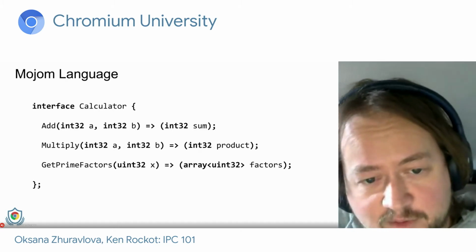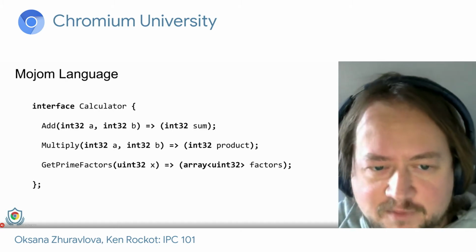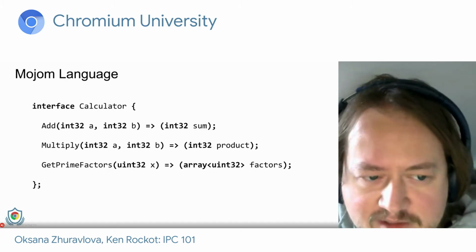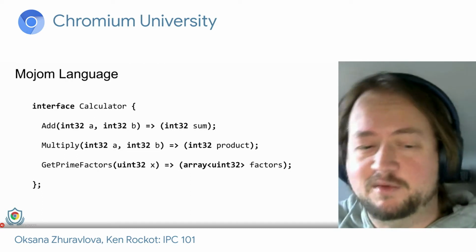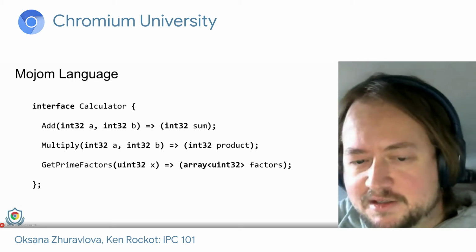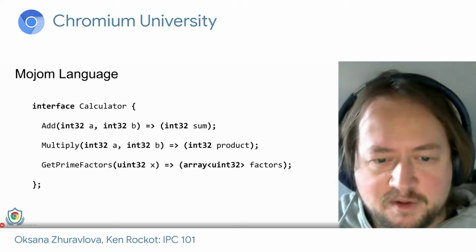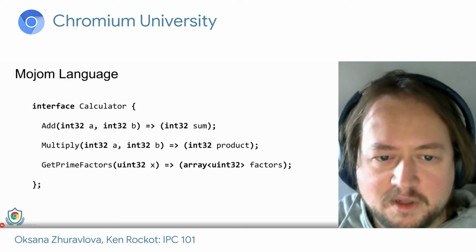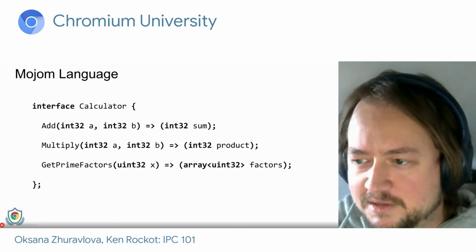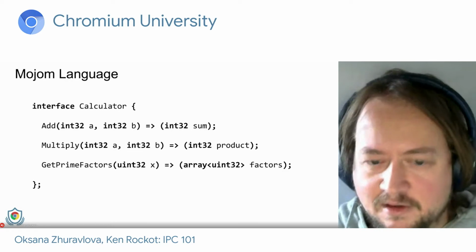In this case, we have a really simple interface for a calculator. It defines some operations. For example, you can add two numbers, and the reply will contain the sum of those two numbers. You don't really need to understand the syntax or worry about it too much. This is just to introduce the concept that interfaces exist, and we'll use this calculator interface as a reference for the next couple of slides.